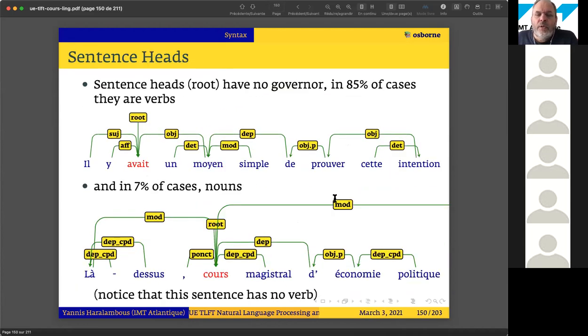Now, the most important question is, where will we use dependencies? Where will we use constituents? And also another question is, can we go from one format to the other?